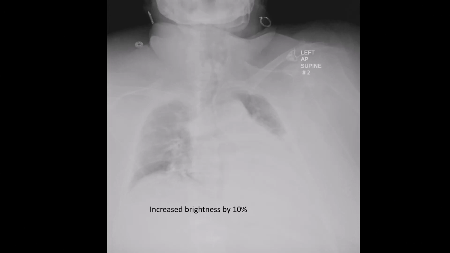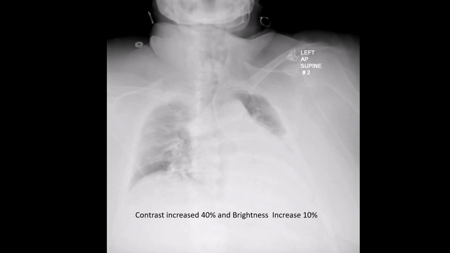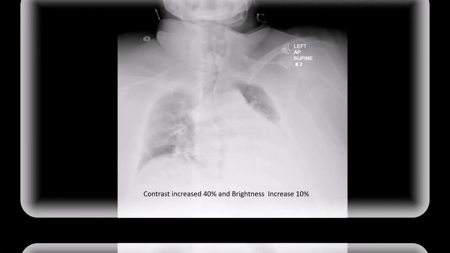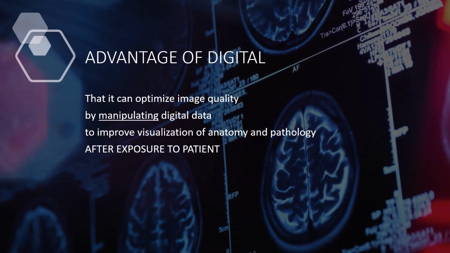What happens if we increase the brightness a little bit as well? Does that change the image? By increasing both the brightness and the contrast, we have quote-unquote improved the image a little bit, but we didn't have a whole lot to start with, but it is better than the original. So the advantage of digital is that it can optimize image quality by manipulating digital data to improve visualization of anatomy and pathology after exposure to the patient.